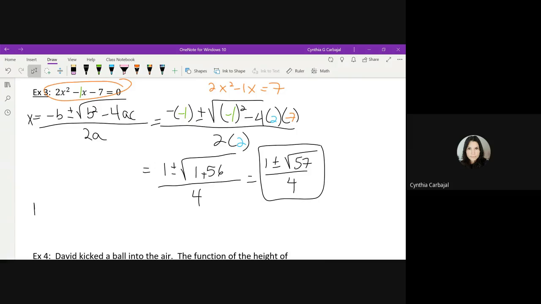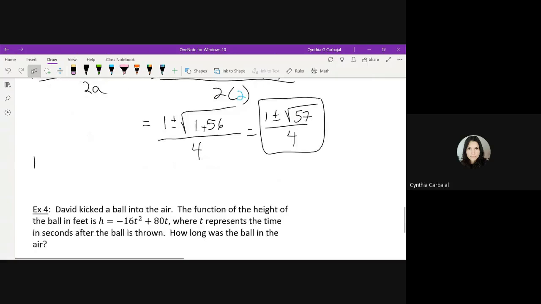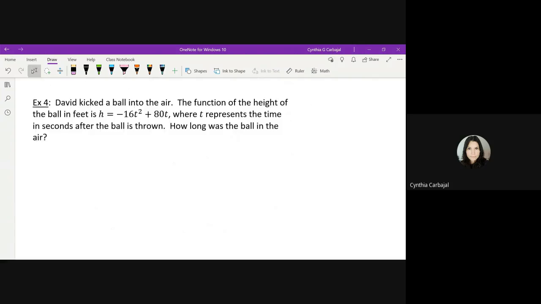All right, last one is a word problem. It says David kicked a ball into the air. The function of the height of the ball in feet is h equals -16t squared plus 80t, where t represents the time in seconds after the ball is thrown. How long was the ball in the air? Pretty much it wants to know how long it was in the air before it hits the ground again. If you actually graph it, it looks something like this, when you're throwing a ball and starting from the ground.